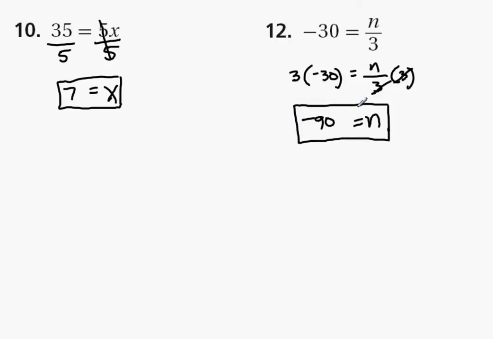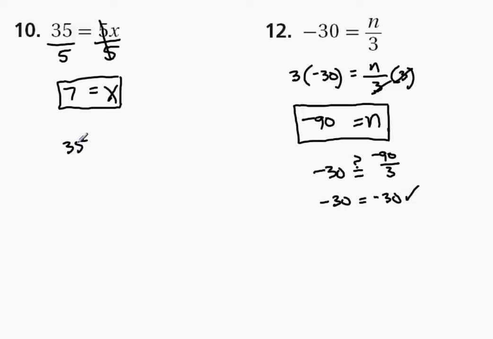And the way to check that would be to actually plug this, or to substitute this value back into the original equation. So I look and I go, gee, negative 30, is that equal to negative 90 over 3? And if I do this division, negative 90 divided by 3 is negative 30. Negative 30 does equal negative 30. Check.